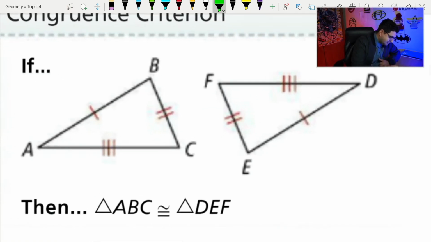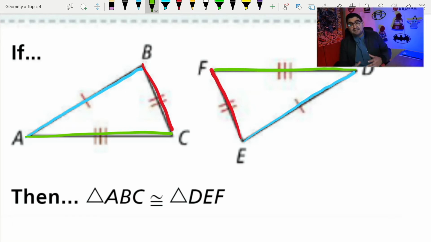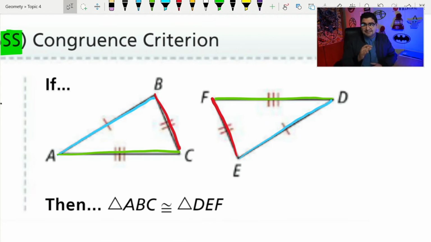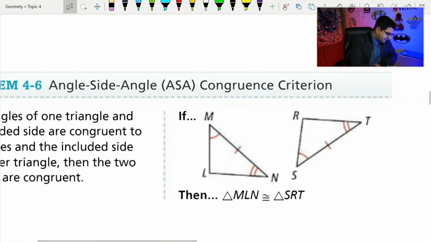So here you can see side AB is congruent to side ED. You see that side BC is congruent to side EF. And you can see that side AC is congruent to DF. So because they have 3 congruent sides, we know that these are congruent triangles. We can say that these triangles are congruent by the side, side, side theorem. Or we don't even say theorem, we just say by SSS. Okay? Let's go ahead and look at this next one.